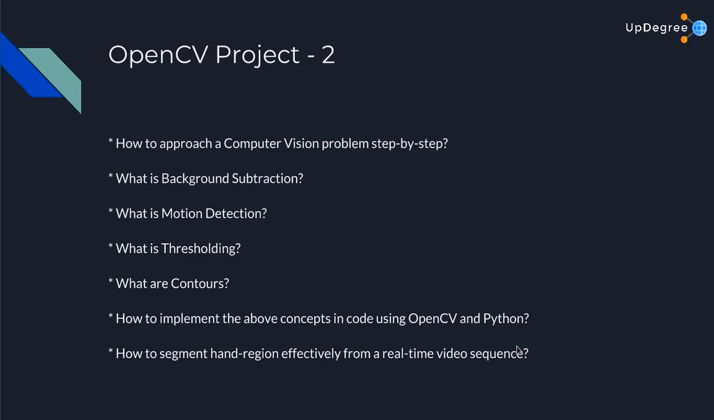After this project, you will know how to approach a computer vision problem step by step. You will also know about background subtraction and motion detection, which we have already used to build a motion detection application in the previous project. Then we will also learn what thresholding is, what contours are, what the difference between them is, and how to build a contour and how to threshold an image. Then we will learn how to implement the above concepts in code using OpenCV and Python. After that, we will also build an application which will segment the hand region effectively from a real-time video sequence.